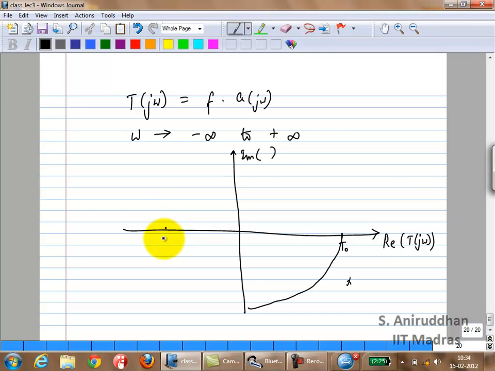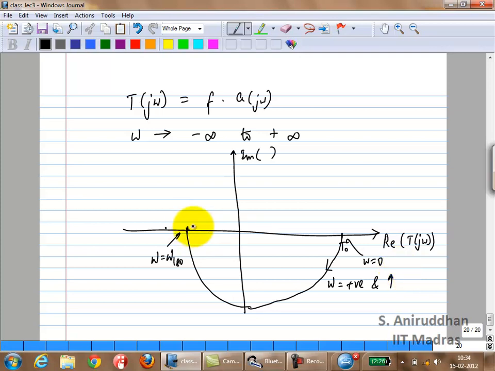So let's say that point is here. I'll bring it up here. This is going to be omega equals 0. So we are going like this. So we are plotting omega as positive and increasing. Okay?